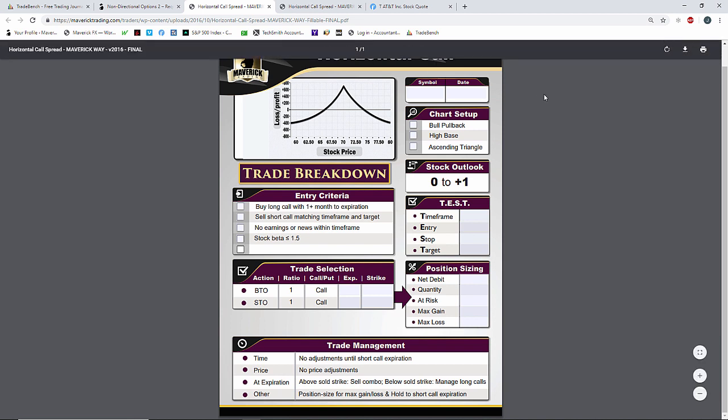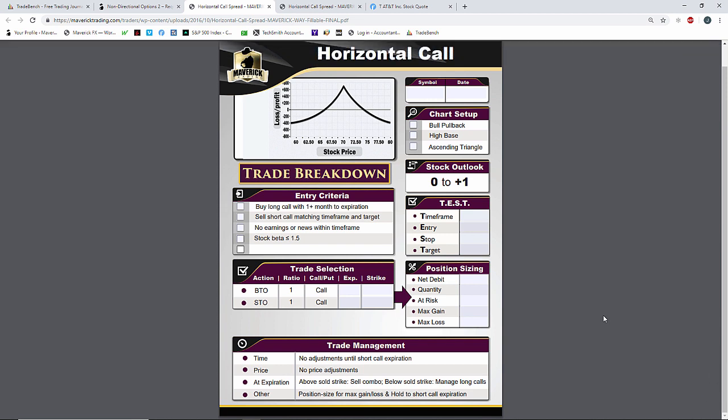This is the call spread. Now, guys, I'm not reteaching the class. The call spread and the put spread are interchangeable. The only difference would be if you want to place the strike prices slightly above the current stock price or slightly below the current stock price based on your bias.